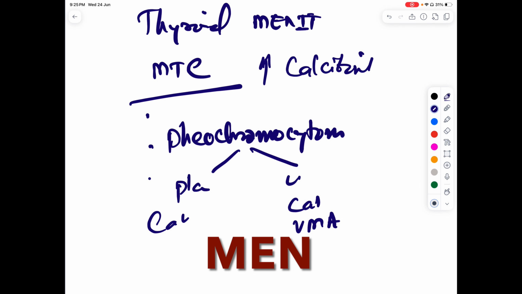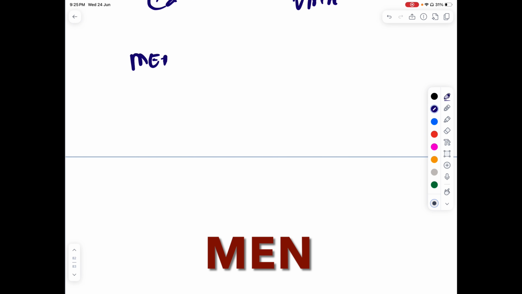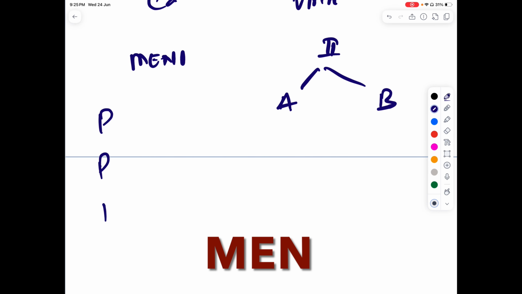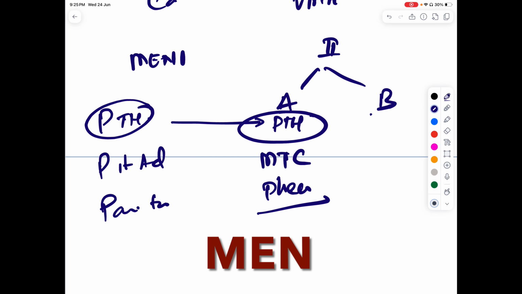So how to differentiate between MEN1, 2A and 2B? MEN1 has the 3 P's: parathyroid hyperplasia, pituitary adenoma, pancreatic tumors. MEN2A: parathyroid hyperplasia, then medullary thyroid cancer, pheochromocytoma. Parathyroid is common, and in 2B you get marfanoid habitus and mucosal neuromas.